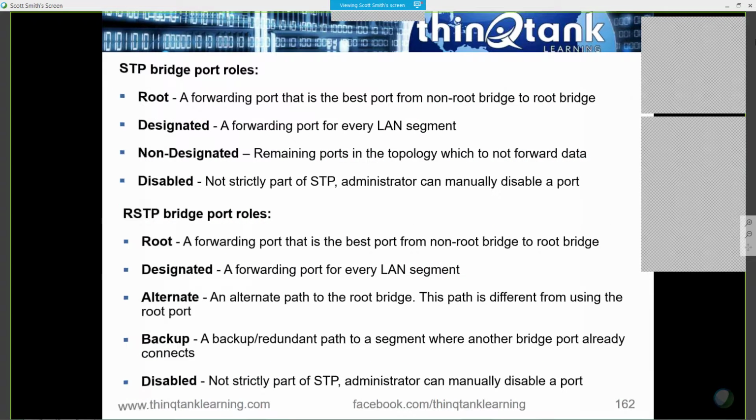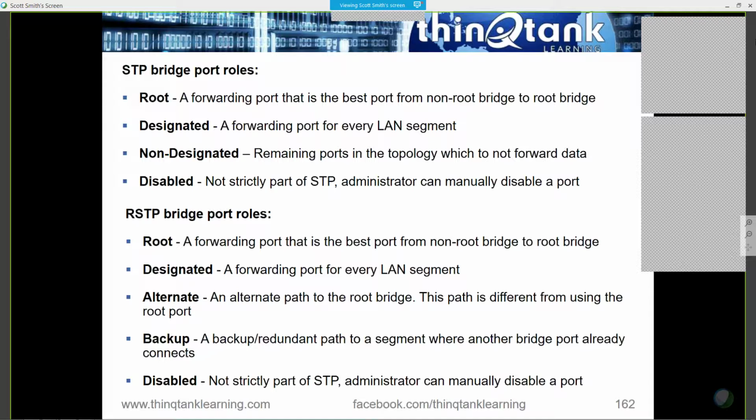Then we have this thing called port roles. Now, I'm not going to go through the details of what each of these port roles on this slide are, but I do want you guys to understand the distinct difference between a port role and a port state. A port role is a function of an interface. A port state is the mode of an interface. So forwarding and discarding is a mode. Alternate, backup, those are functions. Okay?